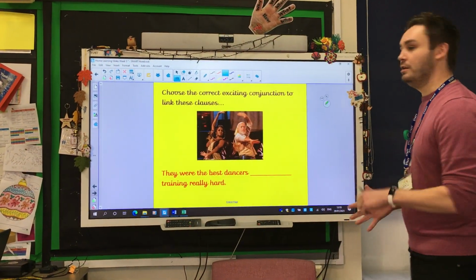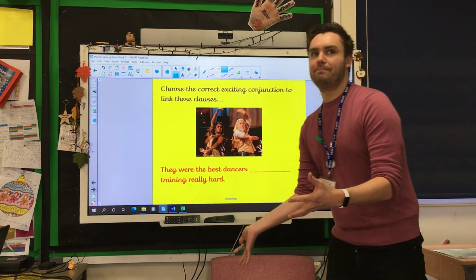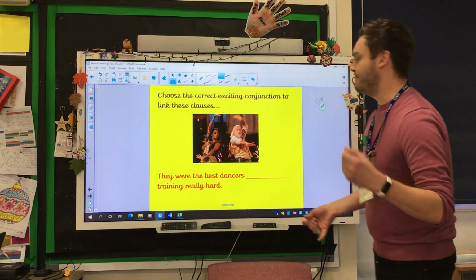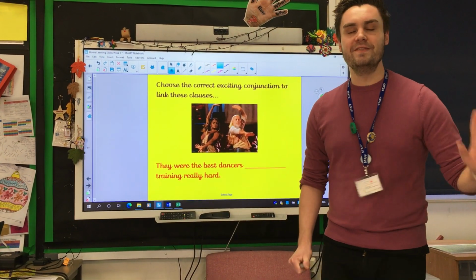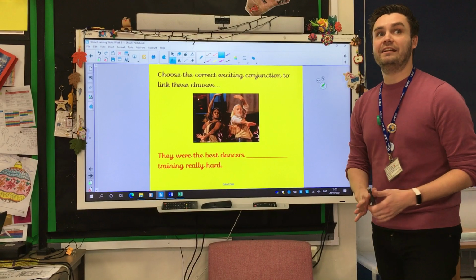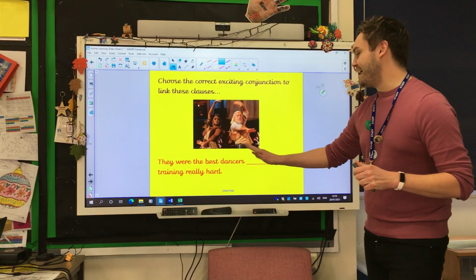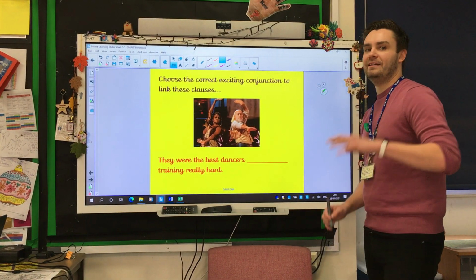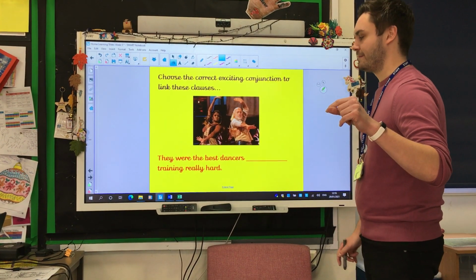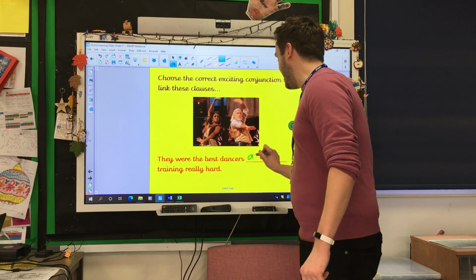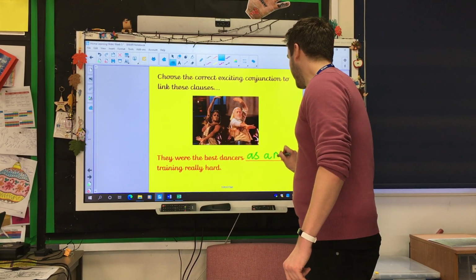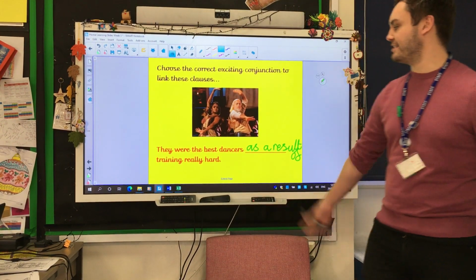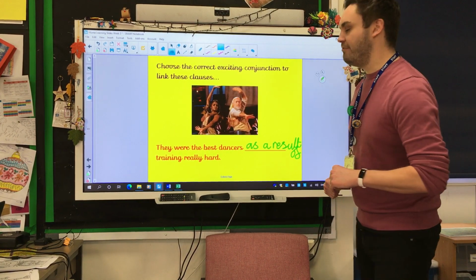Ball confuses himself more. Right, here are my absolute best people ever. Bill and Oti, I love them. They're amazing, they're incredible. I could go and list a number of superlatives for them as well, but you need to write the conjunction in here. They were the best dancers, training really hard. Think about what that might be. I'll see you in a minute, pause that video. Hopefully, you know it's the word as a result of, because it's a consequence of them doing lots and lots of training. So they were the best dancers as a result of training really, really hard.